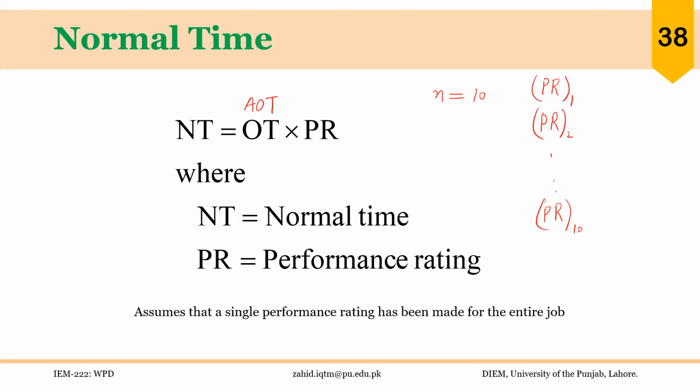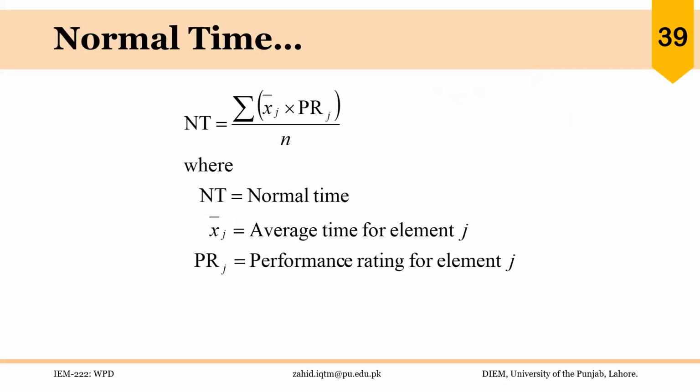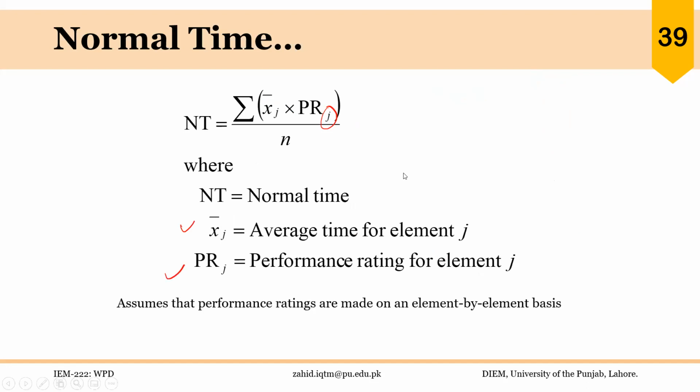And of course, if there were more than one element, then you have to add the normal time for each element to find the total normal time for the task. So here is the idea that if you have taken more than one rating, that is, you have assigned a rating to each of the elements, then you have to take the average of that as well. You have to take average observed time as well as average performance rating and multiply the two to find the normal time.